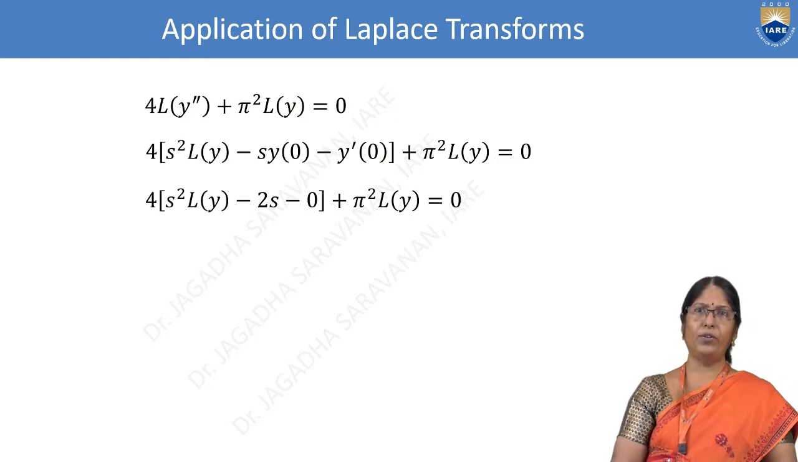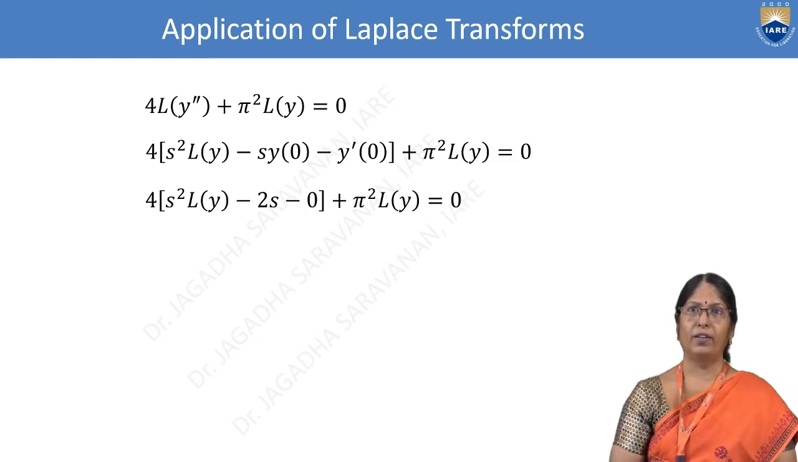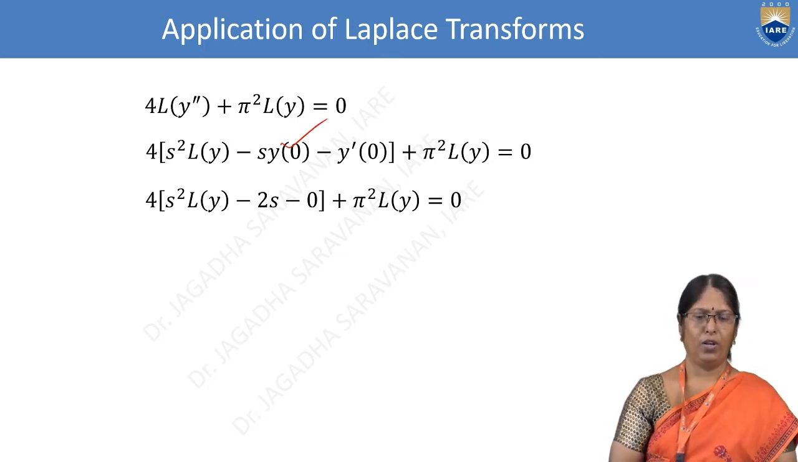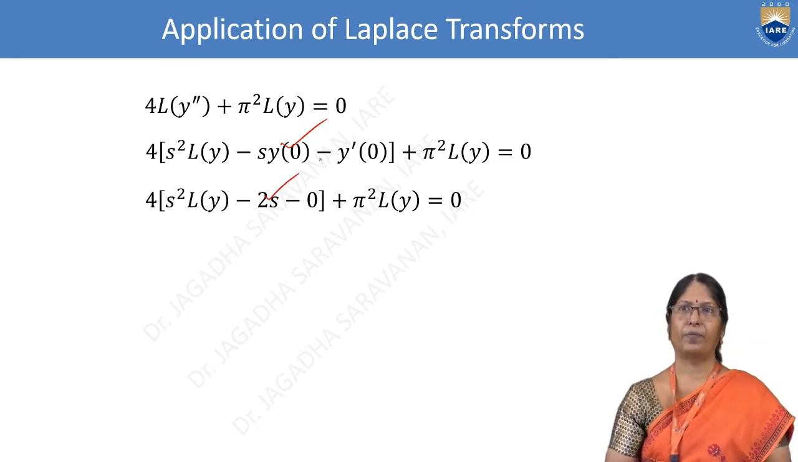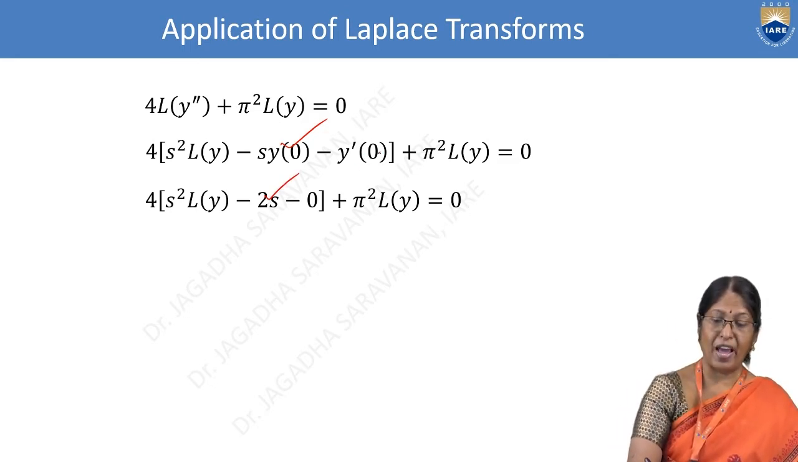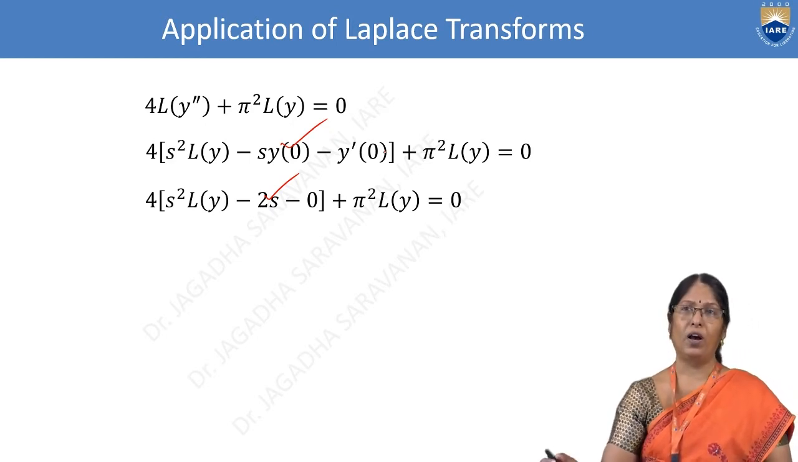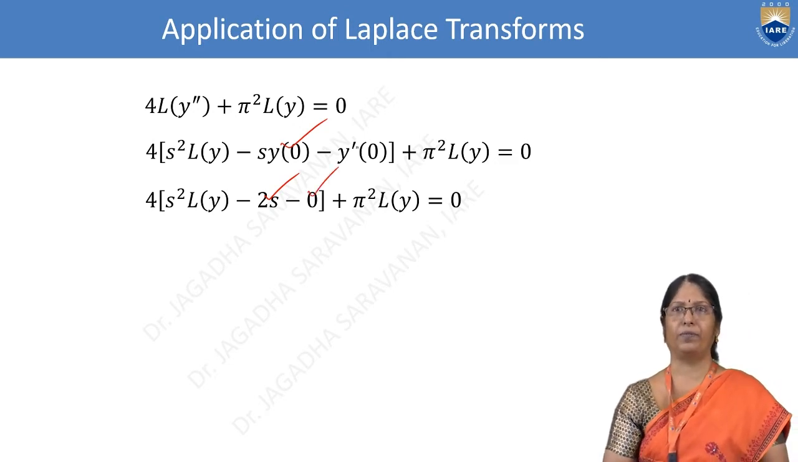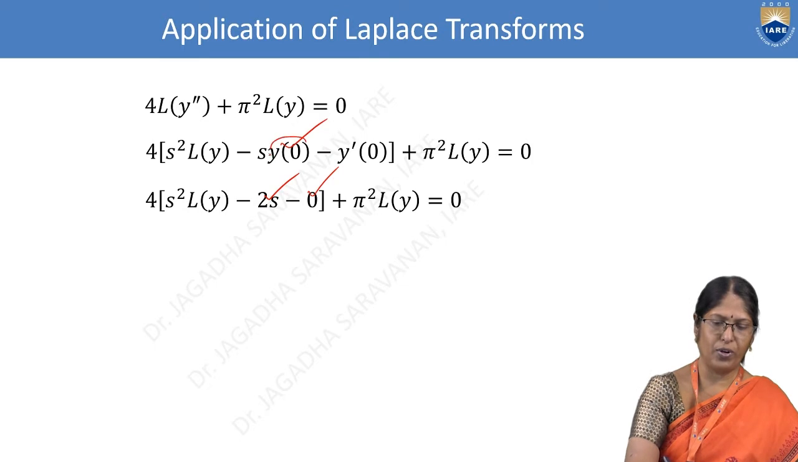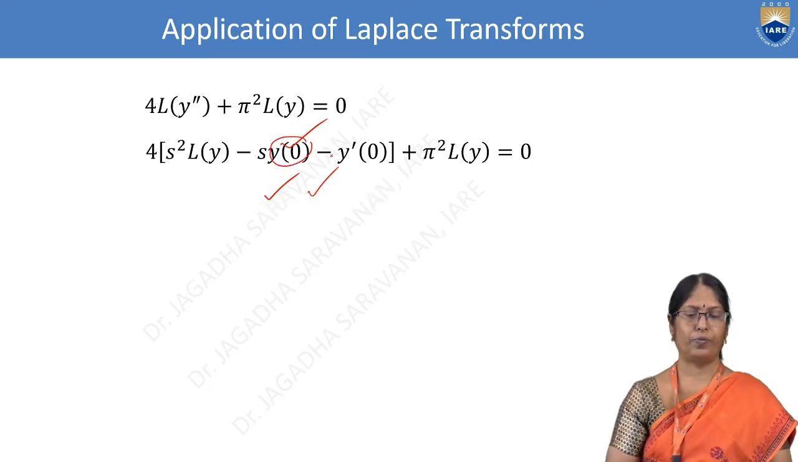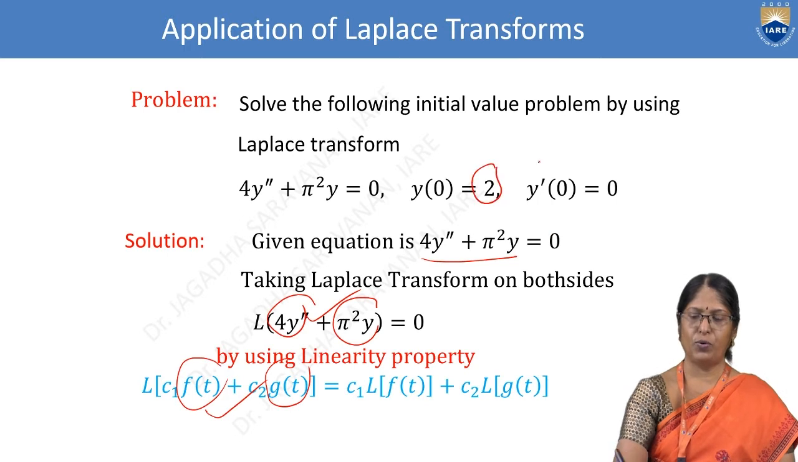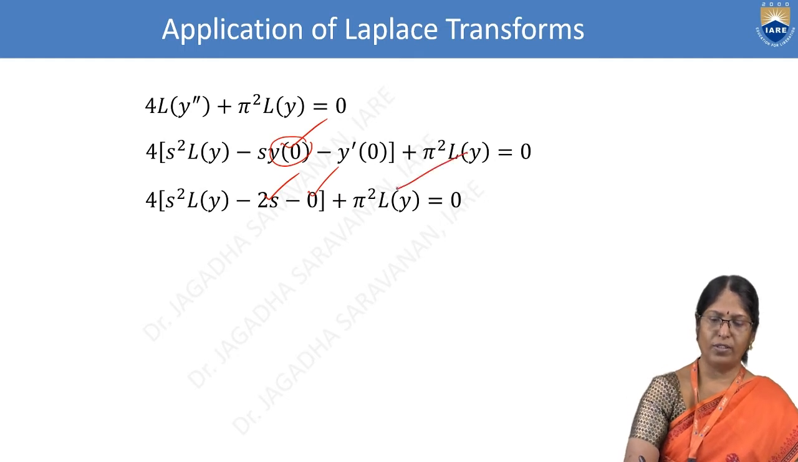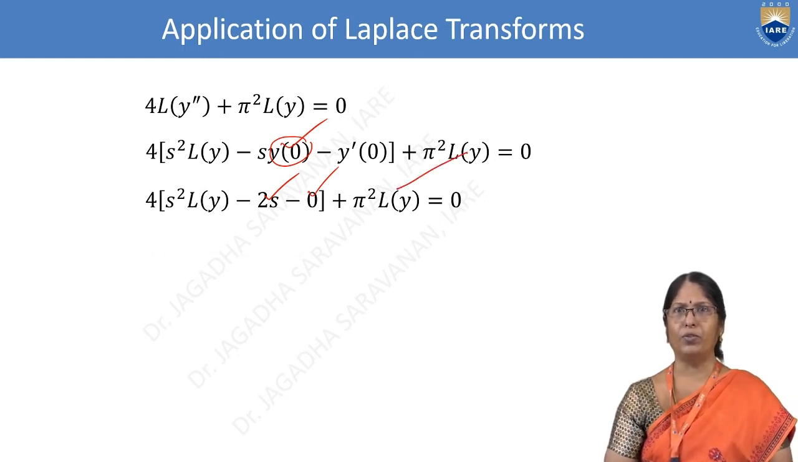Next, the given question, pi square L of y. Now, 4 into s square L of y, minus y of 0. The value of y of 0 is 2, so 2s is written. Here y dash of 0, the value given according to the condition is 0, so we substituted that. This y of 0 is given as 2, and this is given as 0.